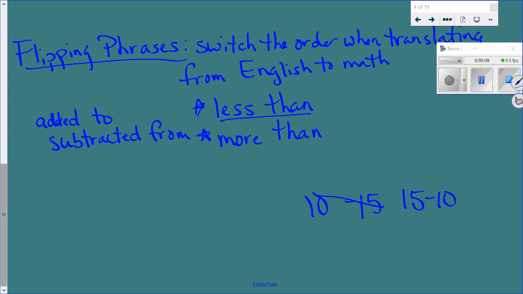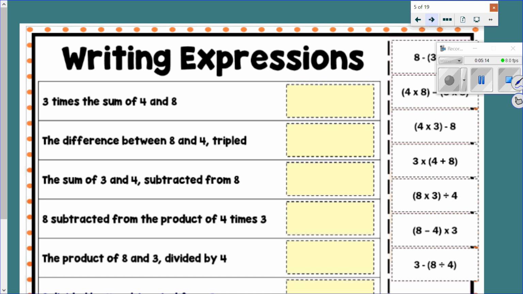Okay, let's go ahead and go back to the front of our packet. Here's what I need everybody to do. If you look at your packet, you'll see we've got this column on the far right. Basically, I want you to hide it. You can either slide it underneath some books, or you can fold it. To fold it, all you've got to do is fold on that line and tuck it under, so that all you see is the gray boxes and the words.